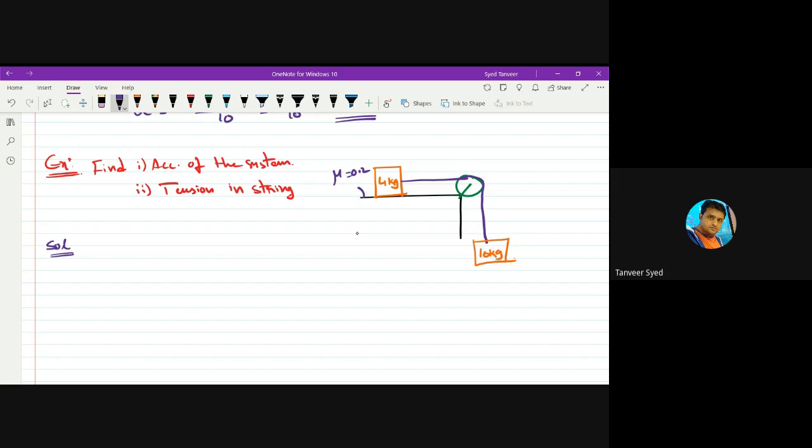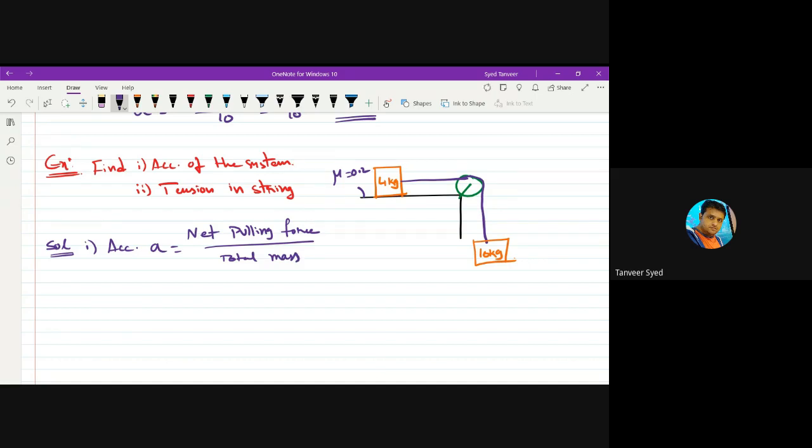So for acceleration, what formula did I tell you for acceleration? Sir, net pulling force F minus Fk divided by total mass.